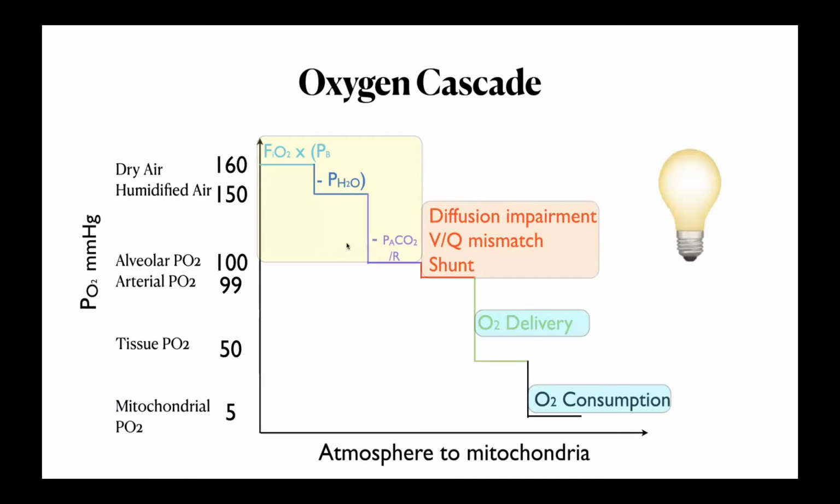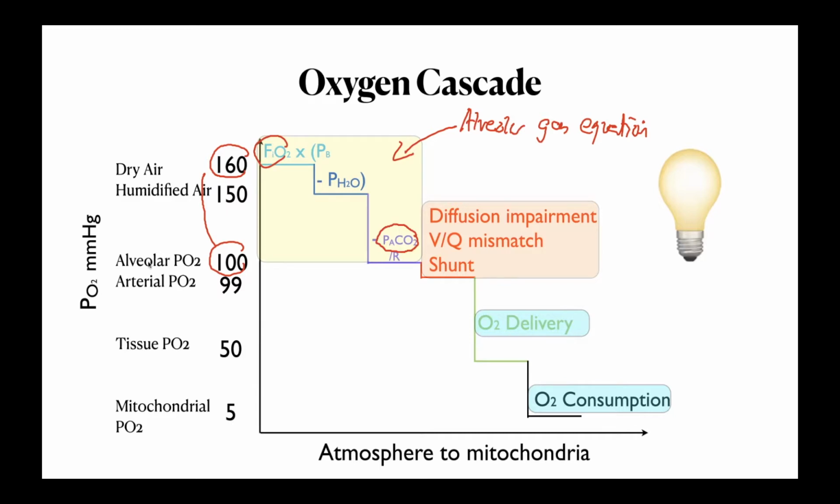This is probably best shown graphically using the oxygen cascade. You can see here that as we go from dry air to humidified air to alveolar PO2, what causes the drop from 160 to 100 is everything in here, which is your alveolar gas equation. The causes of the drop in alveolar O2 from the alveolar gas equation are anything that reduces your FiO2 and hypoventilation, which increases your alveolar CO2.